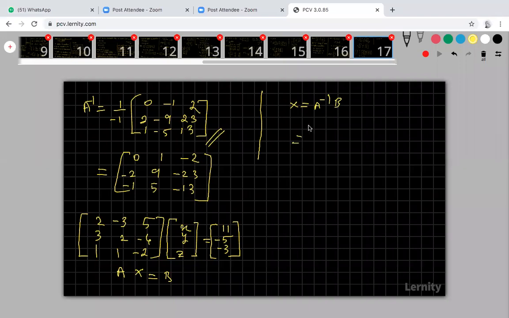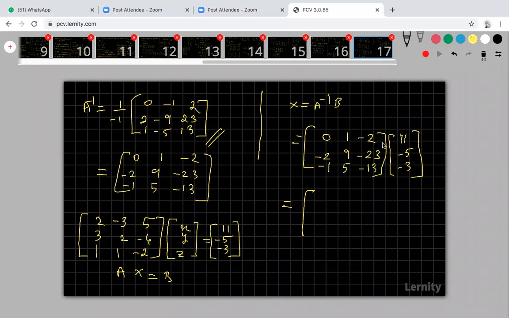Okay, we can take this A inverse as 0, 1, minus 2, minus 2, 9, minus 23, minus 1, 5, minus 13, into the B matrix. What is my B matrix? 11, minus 5, minus 3. Okay, now multiply. What is the answer?